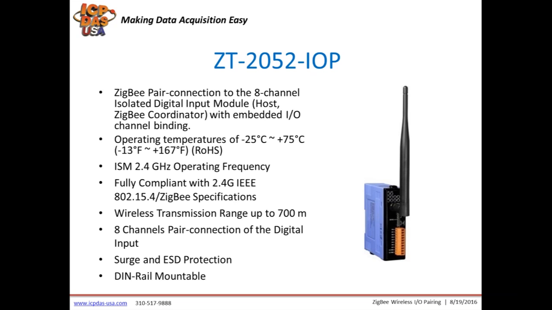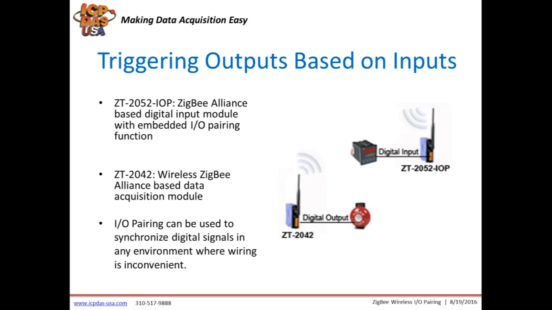Here's a very simple yet useful application. The ZT2052 IOP module is connected to a digital input. When the digital input from this process controller triggers an alarm condition via its DO, it will trigger an alarm condition at a remote site with the alarm connected to the digital output of the ZT2042. And this is using our IO pairing modules.